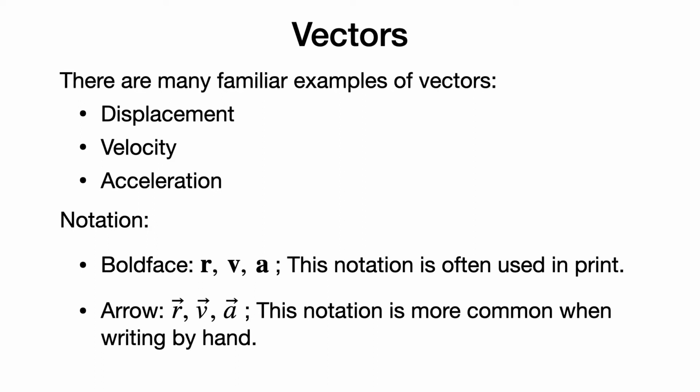In terms of notation, in textbooks, vectors are often denoted by bold-faced letters. For example, bold-faced R for displacement, bold-faced V for velocity, A for acceleration. More common notation, especially when written by hand, is to use an arrow over the letter. So an arrow over R means displacement, an arrow over V, velocity, and so on.